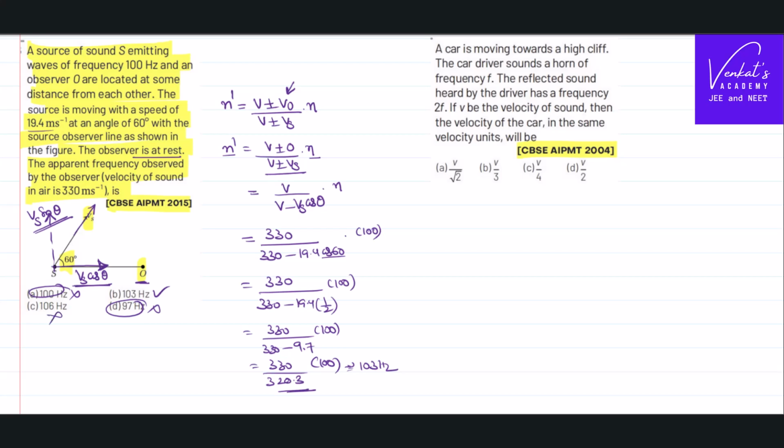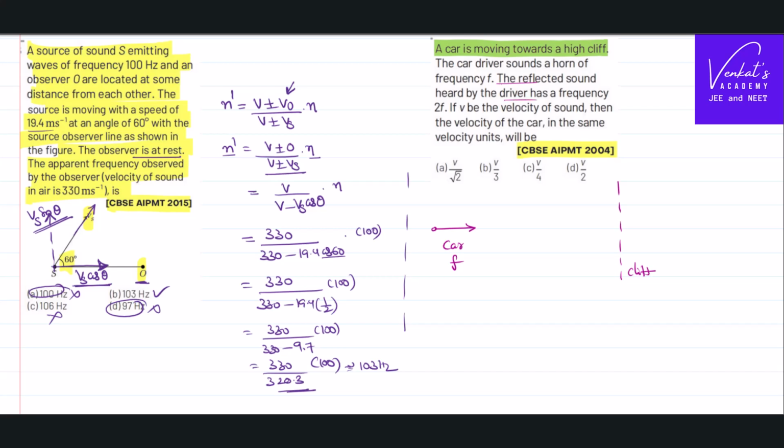That's how we apply the Doppler effect to the first problem. Let's apply the same to the second problem. It says, a car is moving towards a high cliff. So imagine a car moving towards a high cliff. Imagine this is the cliff. The car driver sounds a horn with a frequency F. So this is the source itself that is making sound.